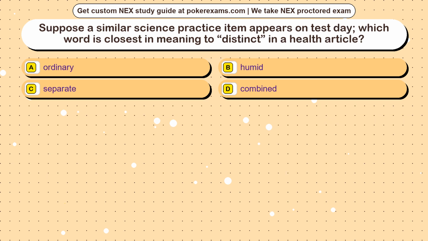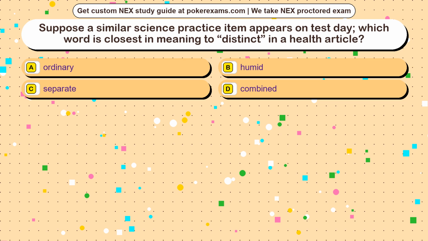Question 7. Suppose a similar science practice item appears on test day. Which word is closest in meaning to distinct in a health article? Option A, ordinary. Option B, humid. Option C, separate. Option D, combined.